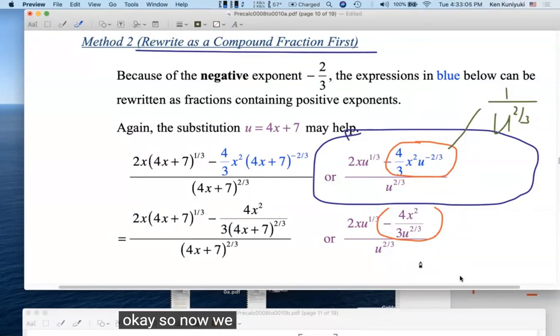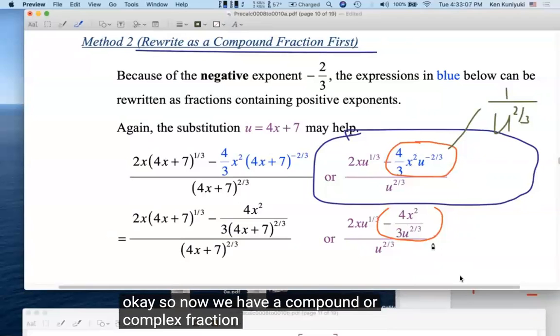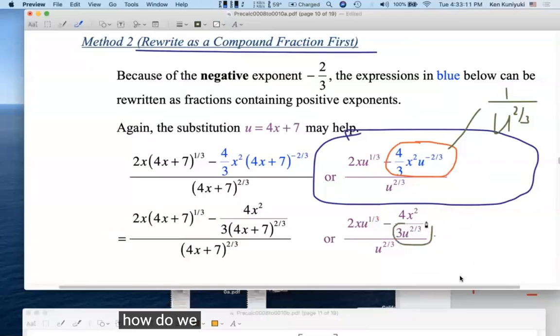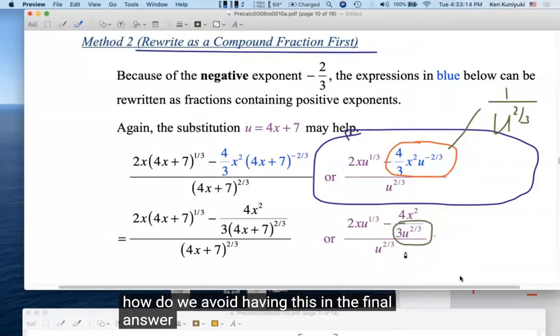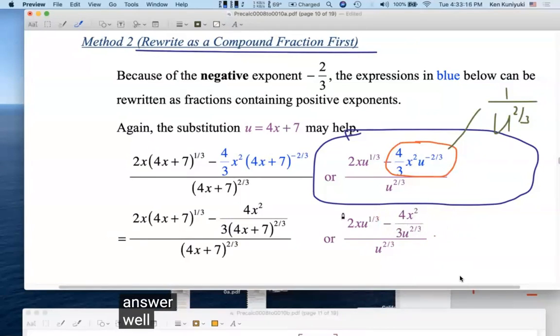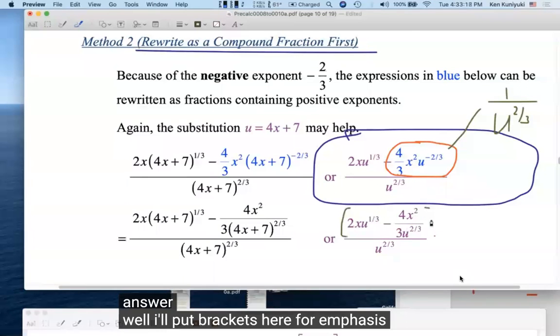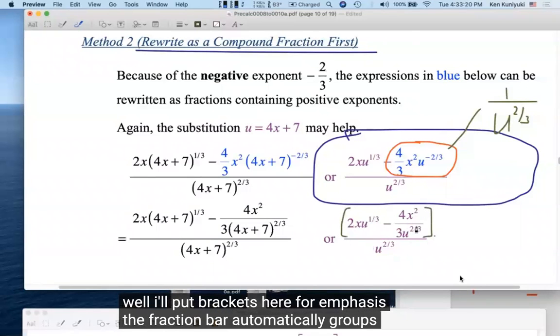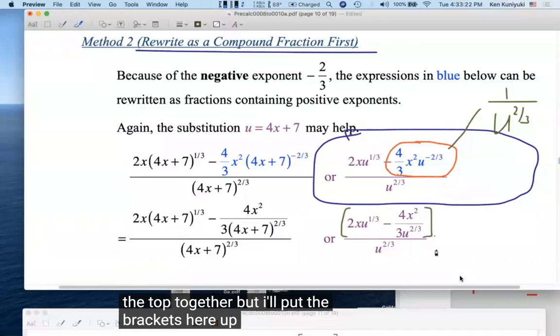Okay, so now we have a compound or complex fraction. How do we avoid having this in the final answer? Well, I'll put brackets here for emphasis. The fraction bar automatically groups the top together. I'll put the brackets here up for emphasis.